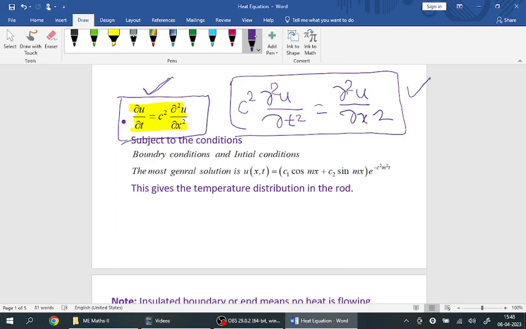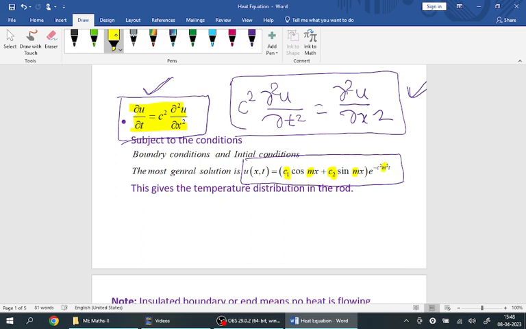So this is the wave equation, and here is a heat equation. The general solution of the one-dimensional heat flow is always given in the form (C1 cos mx + C2 sin mx) times e raised to minus c square m square t. There are again three arbitrary constants, say C1, C2, and the third is m. So this m appears at three places.